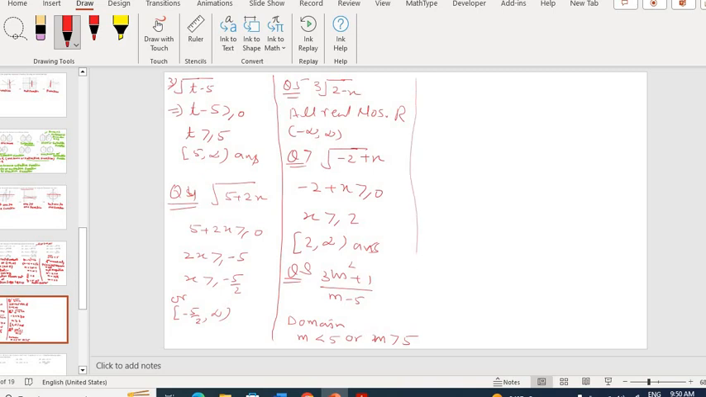You can write it another way: minus infinity comma 5, open interval, because 5 is given, union 5 comma infinity. Sorry, this is 5 not minus 5, because here 5 is given. Or you can say all real numbers except 5. You can write it like that also, all real numbers except 5. This is the answer of question number 8.